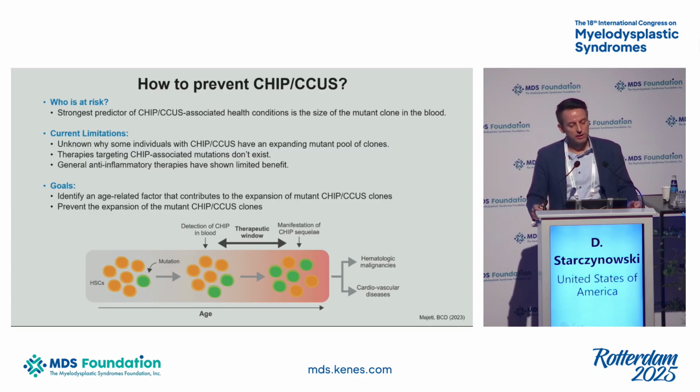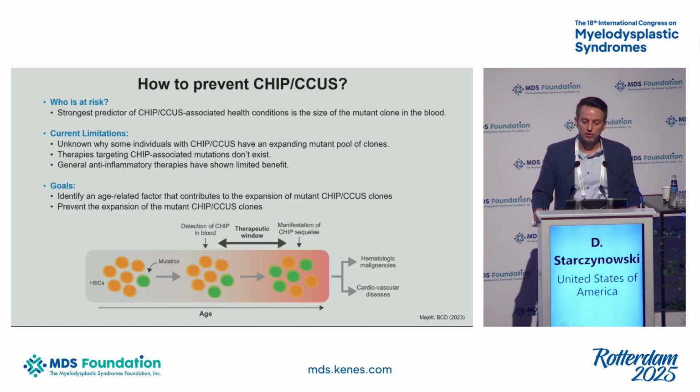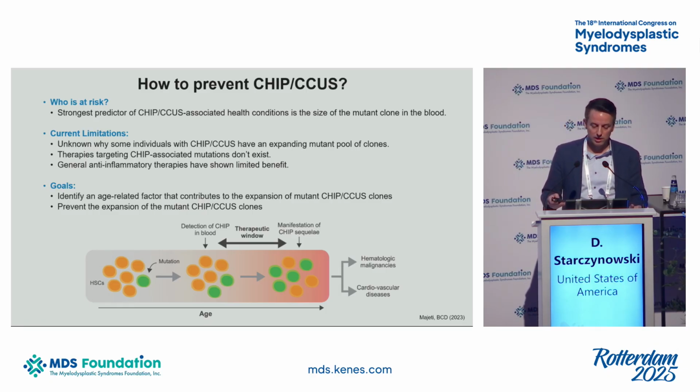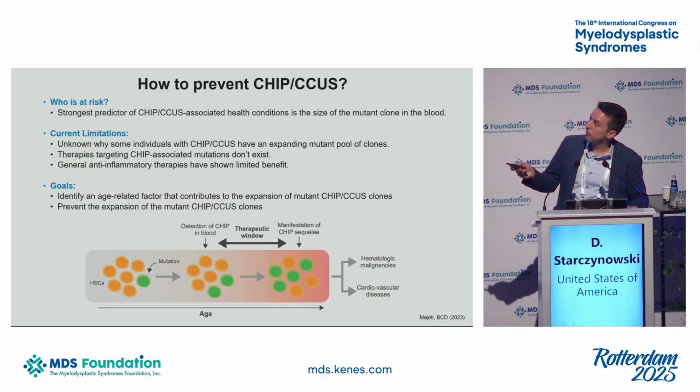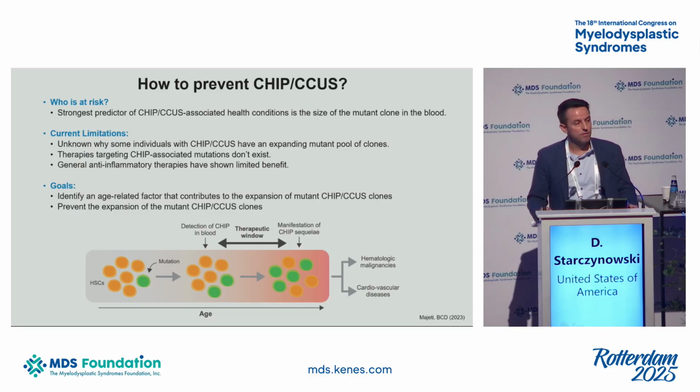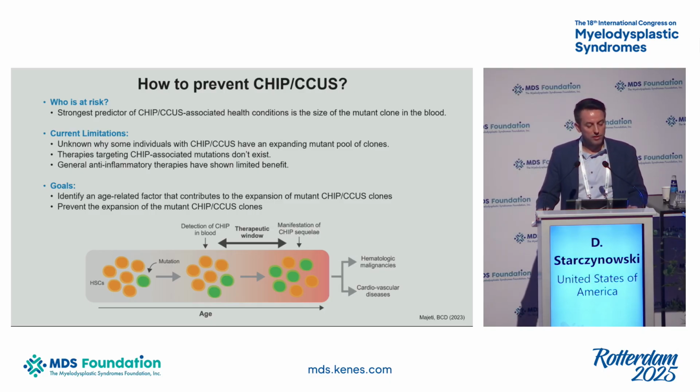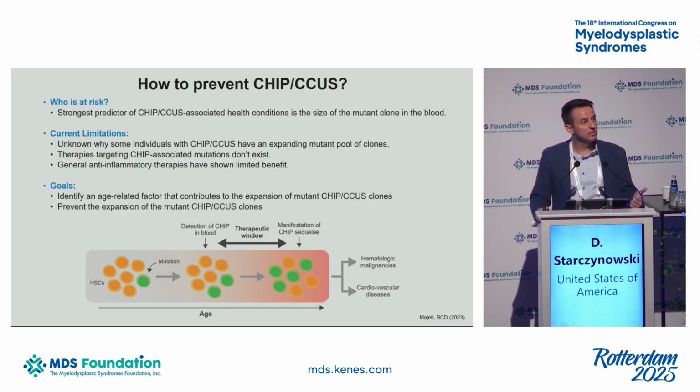So how can we prevent CHIP or CCUS? First of all, who's at greatest risk? The strongest predictor of CHIP and CCUS-associated health conditions is the actual size of that mutant clonal population. If you have a small pool of cells and it remains small, then you're largely going to be fine. But if that pool of mutant cells continues to expand, you have an increased risk of not only heme malignancies, but cardiovascular diseases. It's really not clear why some individuals with clonal hematopoiesis have an expanding pool of clones. Moreover, therapies targeting CHIP-associated mutations, such as in DNMT3A, TET2, and ASXL1, really don't exist. They're not very effective.